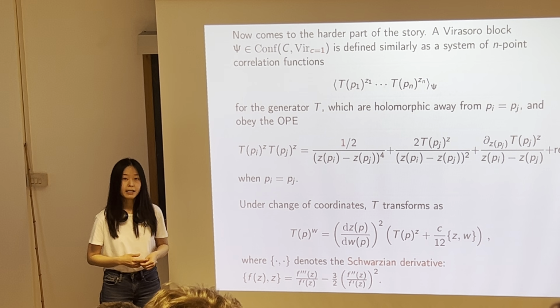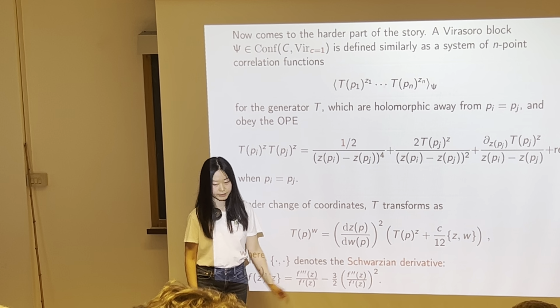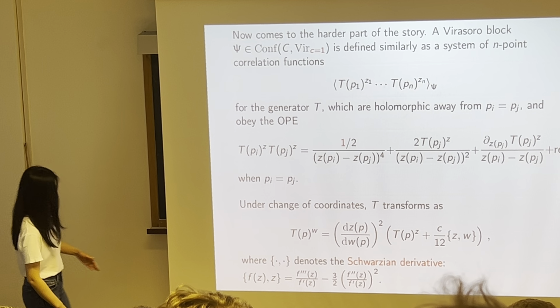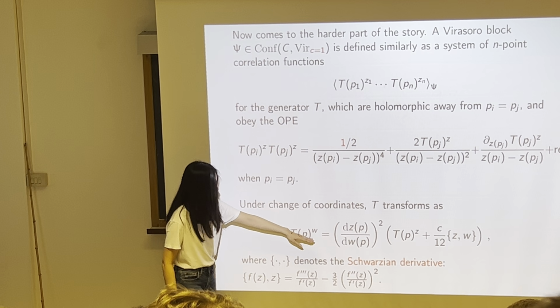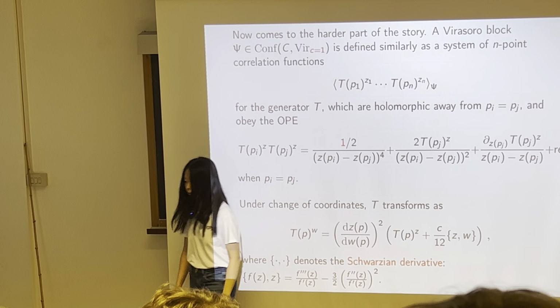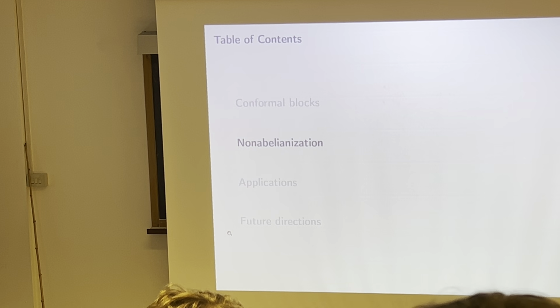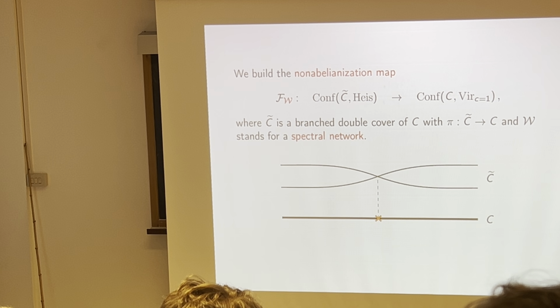And when p_i equals p_j, the singular behavior should be governed by the TT OPE, which is in the definition of the Virasoro algebra. And just as we are familiar with, in the CFT, we always have this transformation of T under the change of coordinates, which is using this Schwarzian derivative term. So the Virasoro conformal blocks are much harder to construct. And here I'm going to talk about our non-Abelianization construction of the Virasoro c equals 1 blocks.